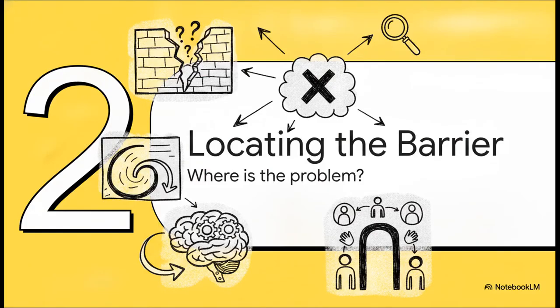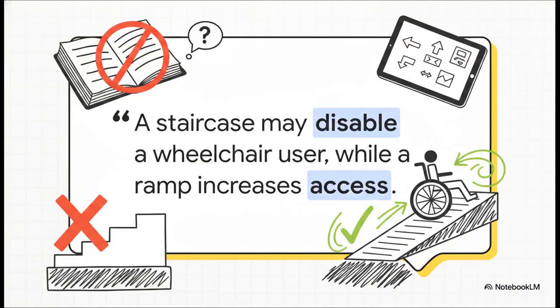All right, moving on to section 2, locating the learning barrier. Okay, consider this quote for a second. A staircase may disable a wheelchair user, while a ramp or lift increases access. This brilliantly illustrates UDL's foundation in the social model of disability. UDL insists that difficulties actually arise from the design of the environment itself, not from the individual person. So, an individual student isn't disabled by a complex text. They're disabled by a curriculum that only offers that information in a rigid, printed format. UDL totally flips the script here, asking, what is wrong with the curriculum, not what is wrong with the learner?